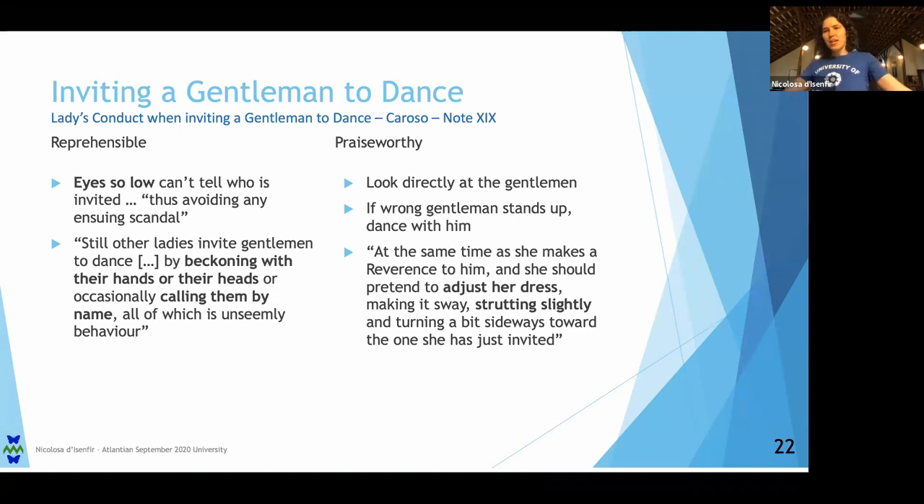What I find fascinating is that Caroso wrote this down. It's not just that we are sitting here thinking, well, I wonder if humans did that, of just, let me be a little flirty, let me adjust my dress. Caroso, in his manuscript, took the time to say, ladies, here's what you should do while you're waiting for the gentleman to stand to you. You should play with your dress. When you're seated, you should play with your fan or your gloves so that you don't look like a statue.